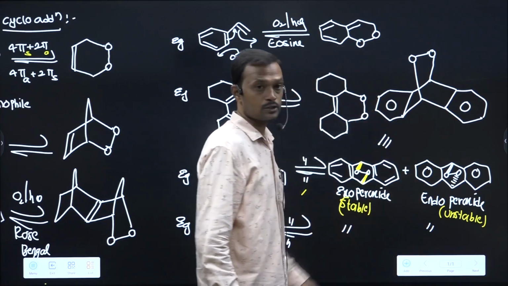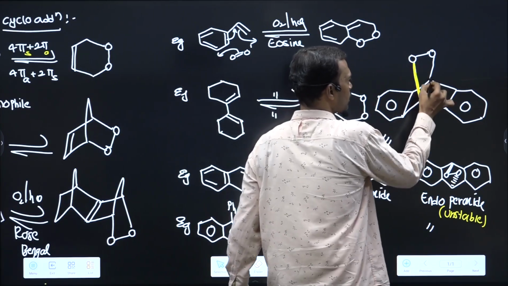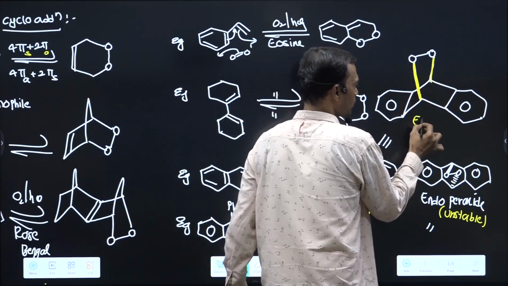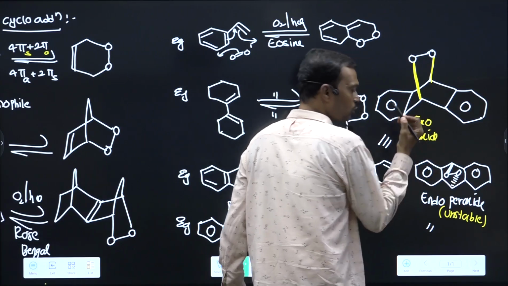So this you can write like this. Two bonds are in the above direction. See, this is above and here also it is above. So if two bonds are above, it is found to be stable. This is called exoperoxide.